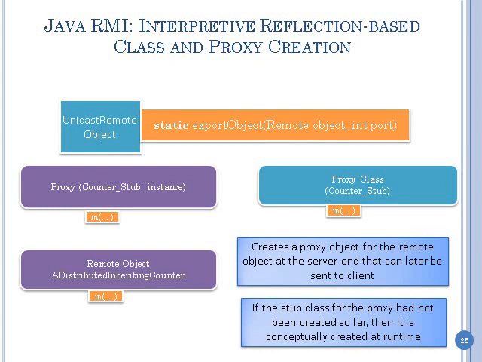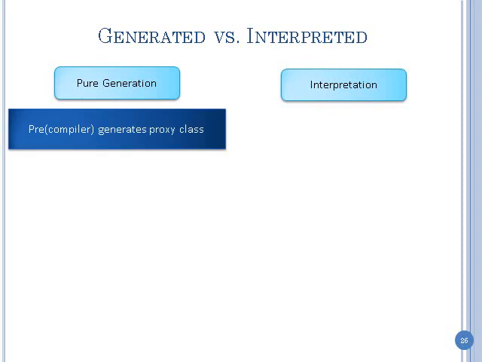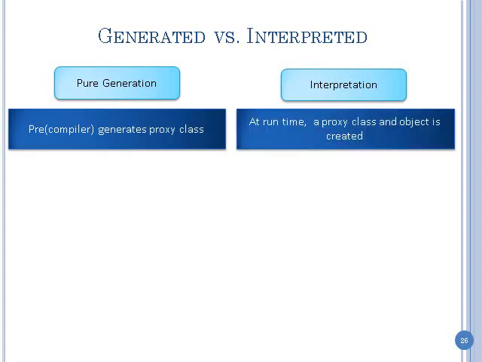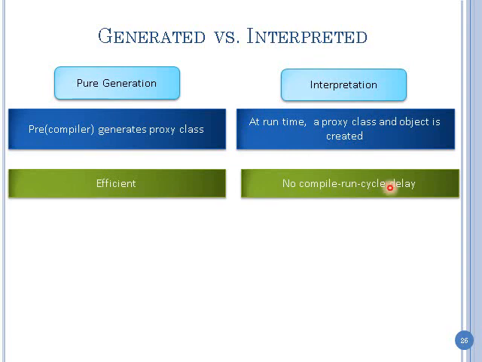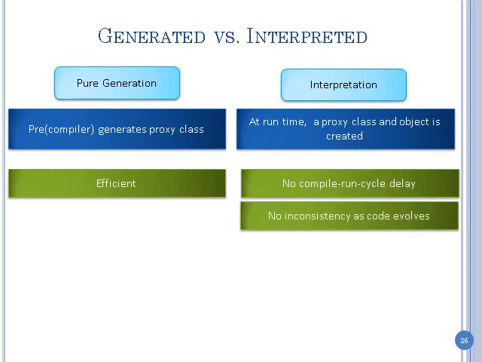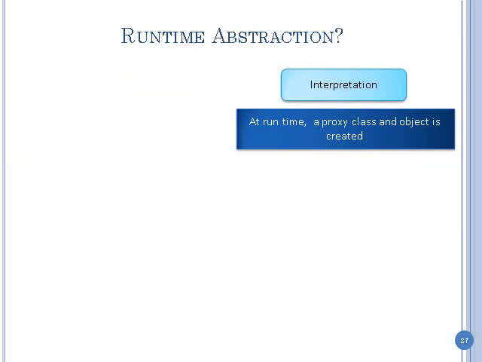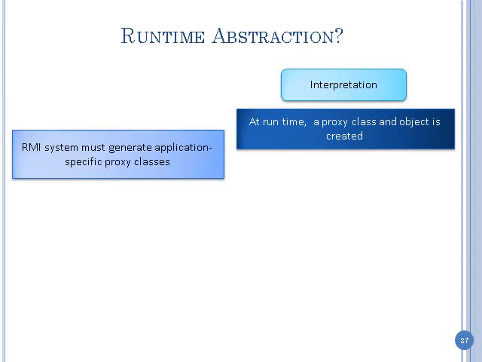Okay, so somehow this proxy class got generated at runtime, and in Java you can do that. You can take a string and compile it at runtime and load it at runtime. So generation generates the class, and at runtime a proxy class and object is created. This is efficient. There's no compile runtime delay and no inconsistency as code evolves. Okay, I'm just recapping stuff we have done before. Now we're getting to the... So at runtime, a proxy class and object is created. Okay, we know that. The RMI system must generate application-specific proxy classes.